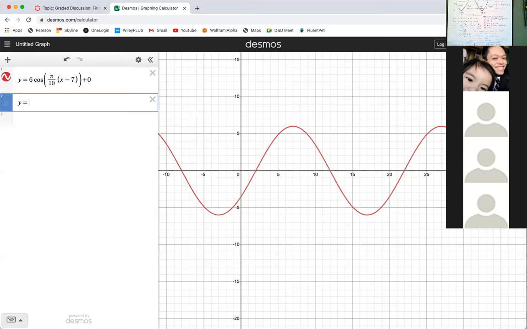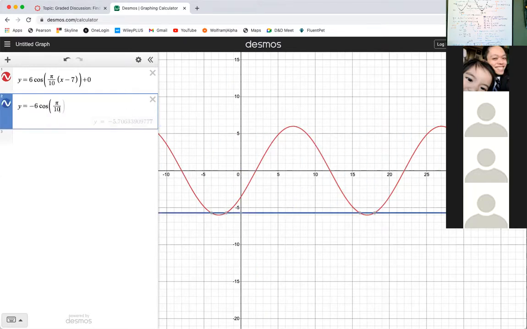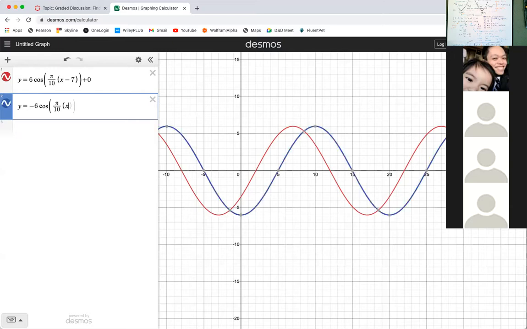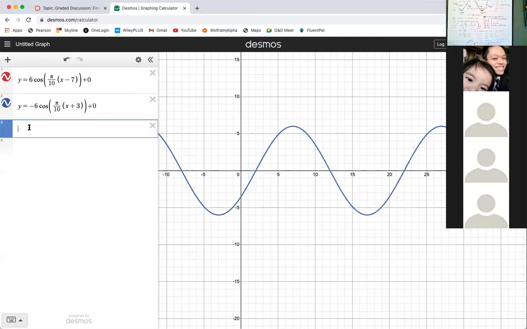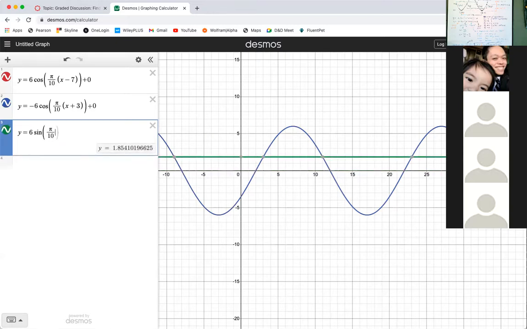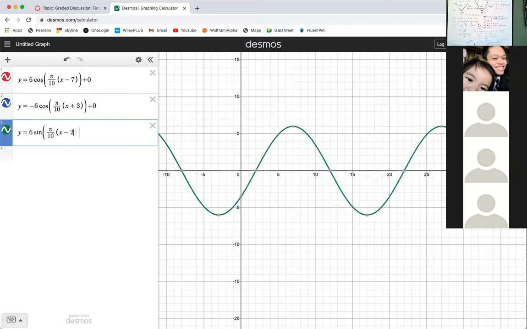Also, I can write this as y equals negative 6 cosine of pi over 10 times x plus 3, plus 0. Notice that the graph shows up on top of the previous graph. The other way we described it was y equals a positive 6 times the sine of pi over 10 times x minus 2, plus 0. Once again, now the green graph is just sitting on top of the previous two.